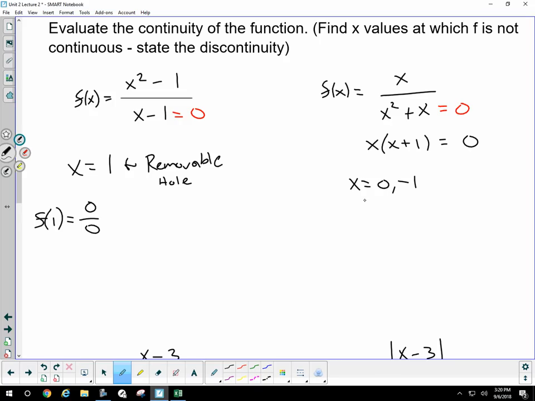Now, which one is which? What kind are they? Plug in 0, I get 0 over 0. That's telling me that at 0, we have a removable discontinuity. And if I plugged in -1, I'd end up with -1 over 0. That is telling me that this is non-removable and it's infinite.